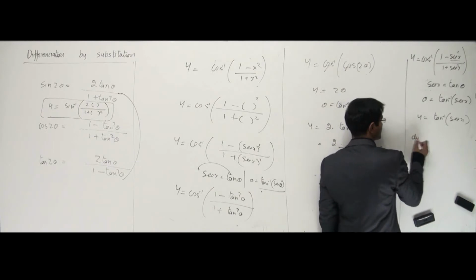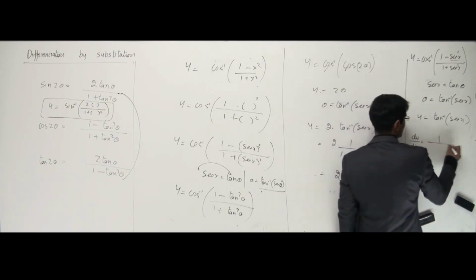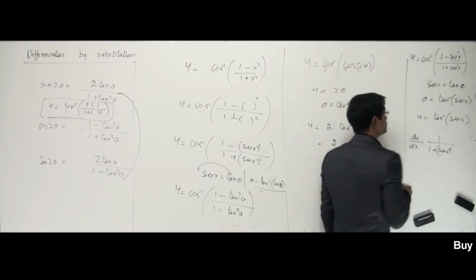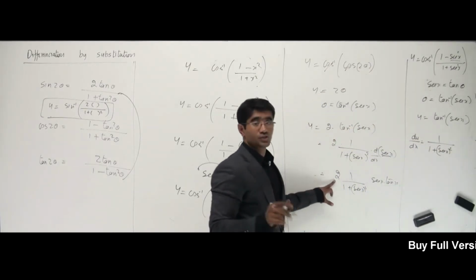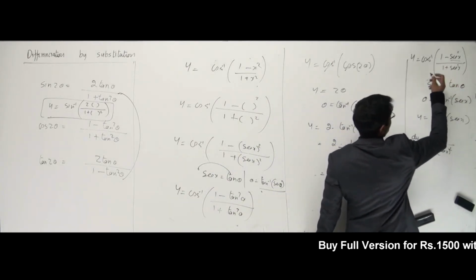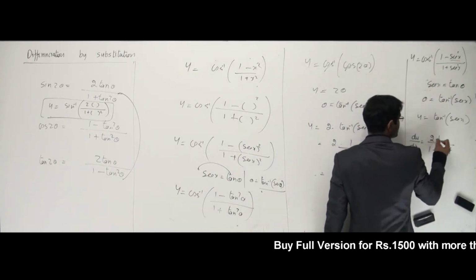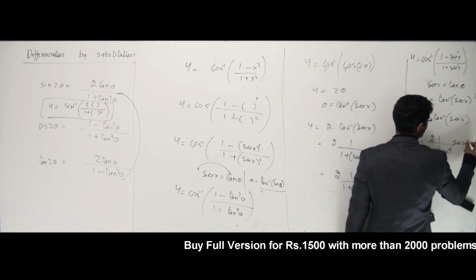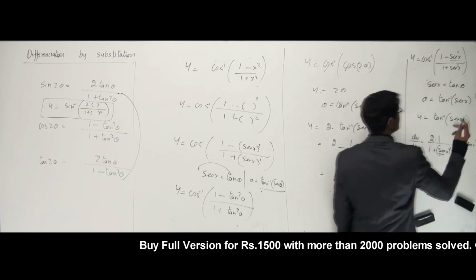So dy by dx would be 1 by 1 plus secant x the whole squared, and with the 2. The 2 comes from here. In the general form, it has to be 2, because I get cos 2 theta inside. So there should be a 2. Keep this in mind. 2 into the differentiation of secant x, which is secant x into tan x. And that's all about it.